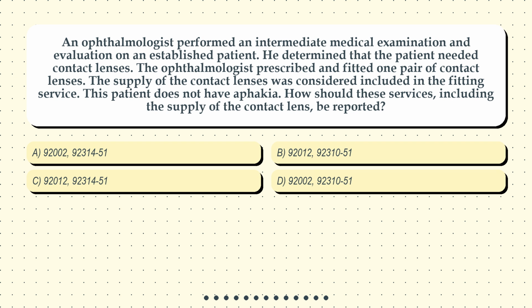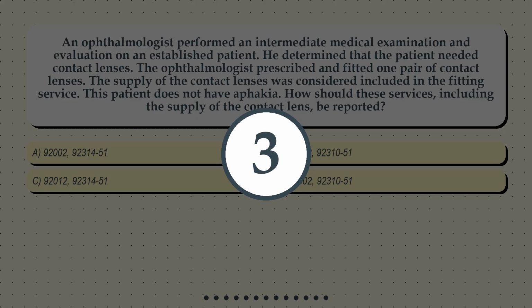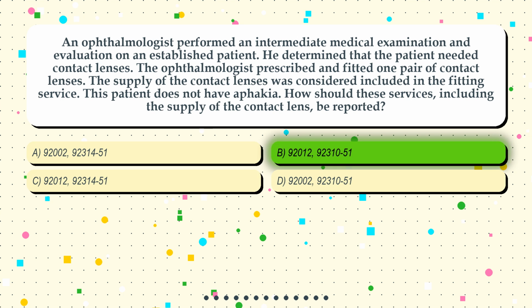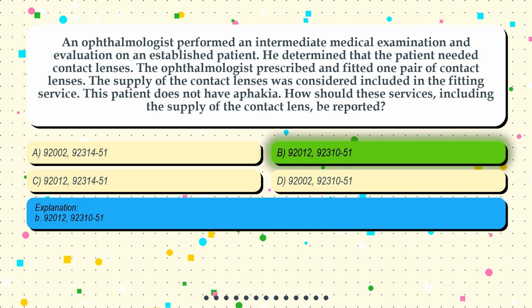Option A, 92002, 92314-51. Option B, 92012, 92310-51. Option C, 92012, 92314-51. Option D, 92002, 92310-51. The correct answer is option B, 92012, 92310-51. B, 92012, 92310-51.